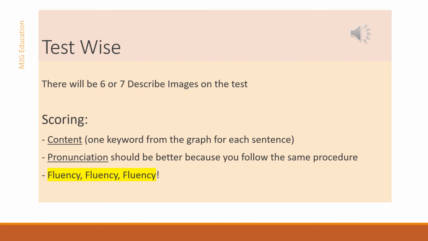Things you should know for this part of the test is that you get 6 or 7 Describe Images. Okay, the scoring, as usual for speaking, is based on content, pronunciation, and fluency. Content includes just say at least 1 word from the graph in each of the 5 sentences that you say. Pronunciation will get better if you use the same procedure every time. So that's a big key.